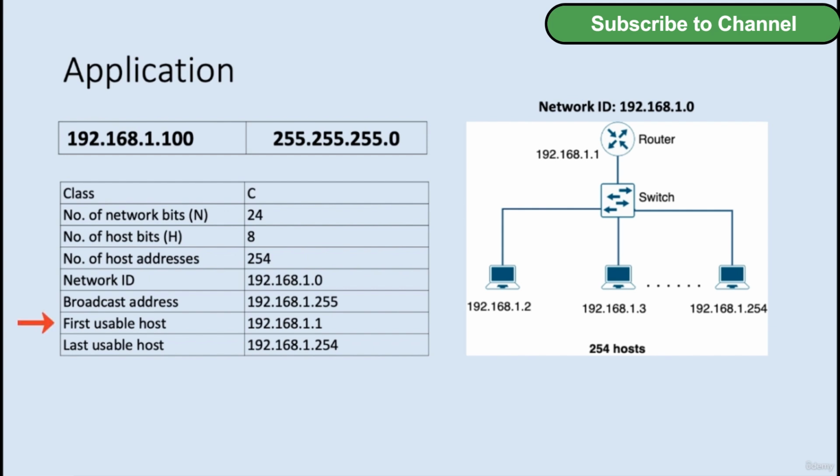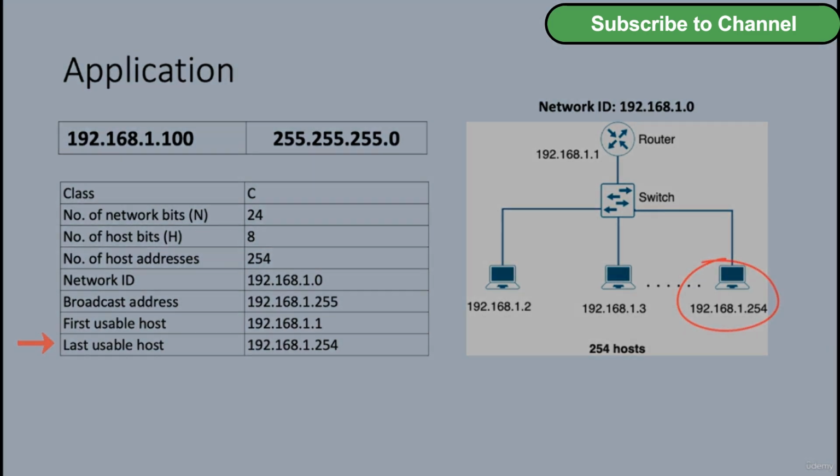First usable host: this is the first address that we can assign to a device present in this network. We have assigned it to the router interface. Router is a device through which a network connects with other networks. Last usable host: this is the last address which can be assigned to a device in this network. In the given network, it is this device.